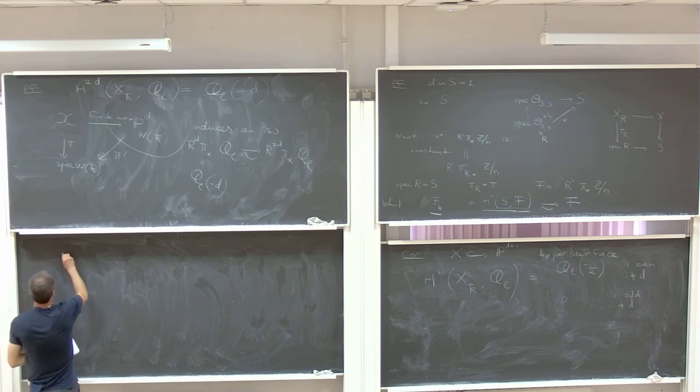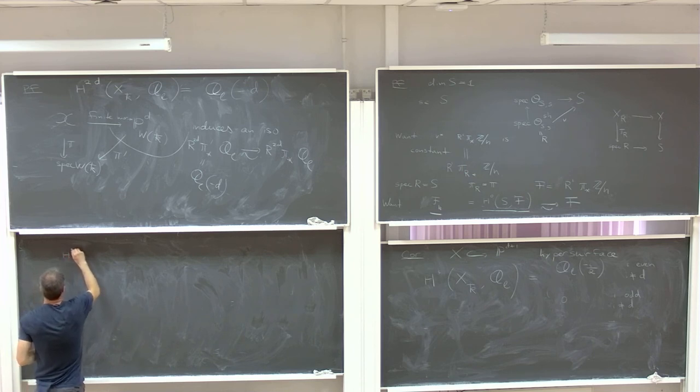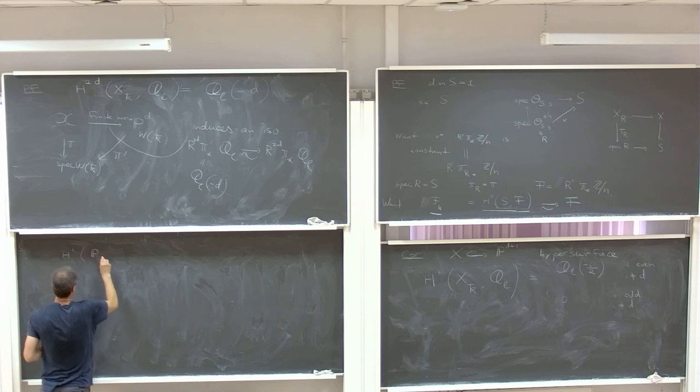So now we have the cup pairing. So we have the homology of the projective space.